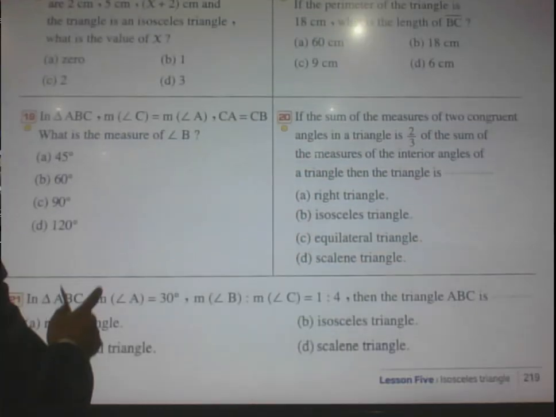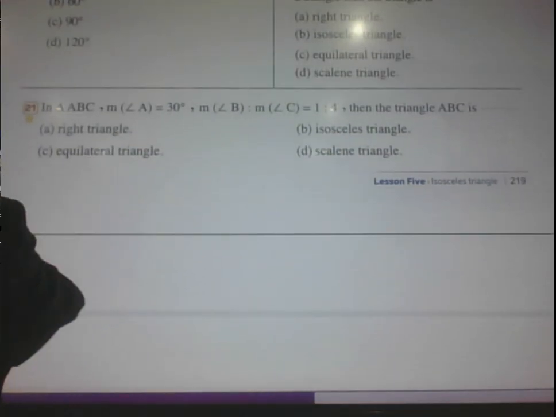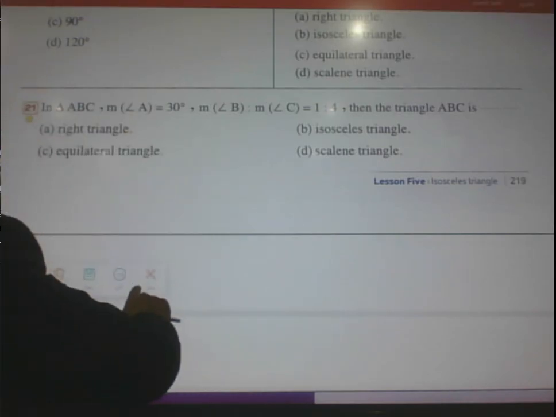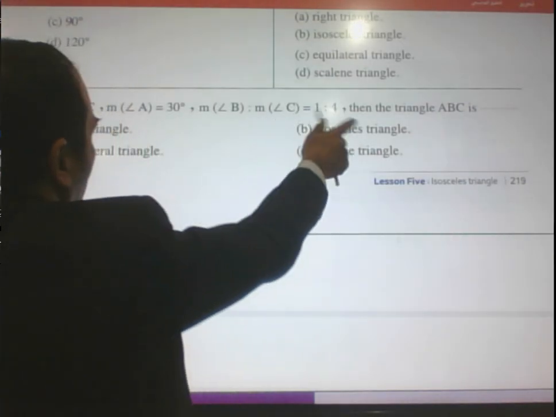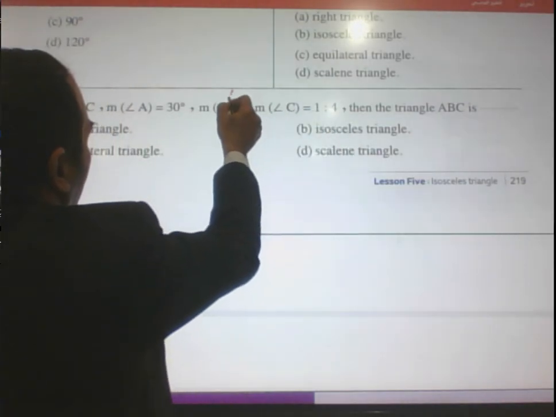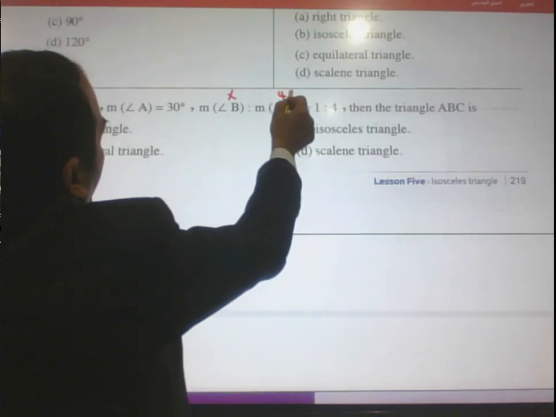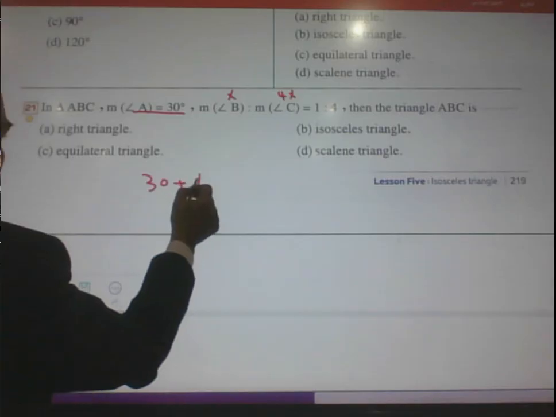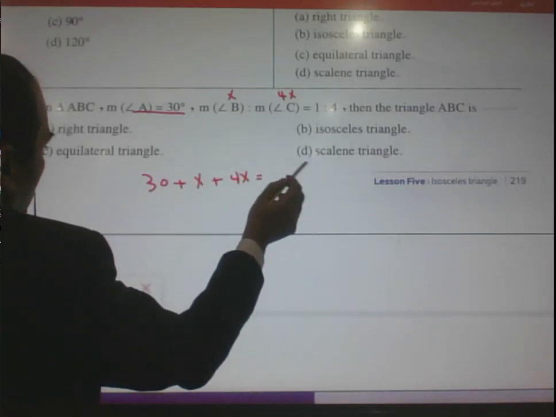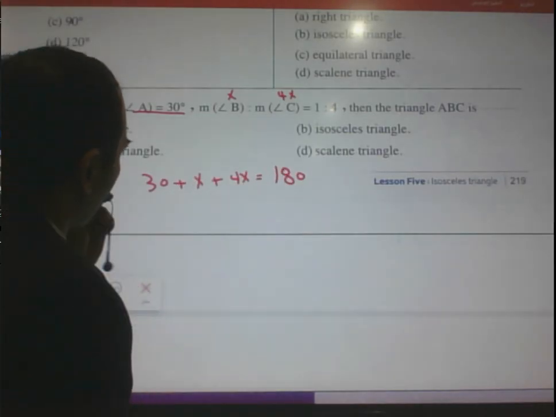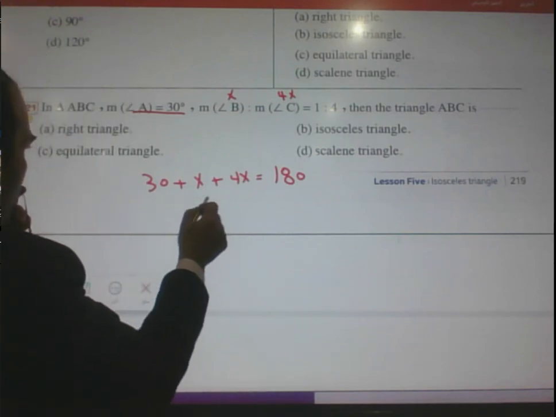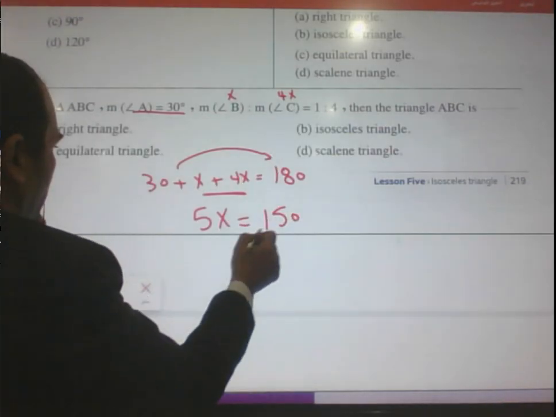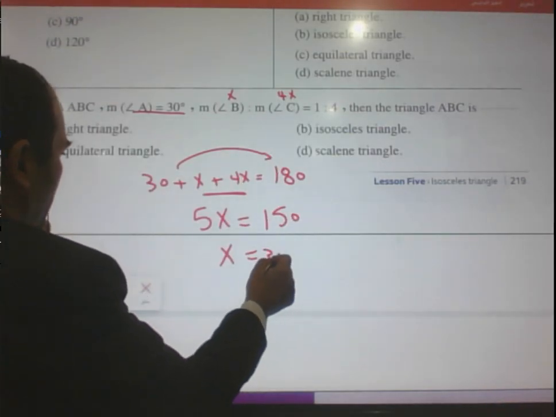Next question, the last one, 21. In triangle ABC, they give me this information: the measure of angle A is 30, and the ratio between angle B and angle C is 1 to 4. What is the meaning of this? If we put angle B equal to x, then angle C will be 4x, and angle A was 30. Then 30 plus x plus 4x equals 180, because the sum of interior angles equals 180. Then x plus 4x equals 5x. 180 minus 30 is 150. So x equals 150 divided by 5, which equals 30 degrees.